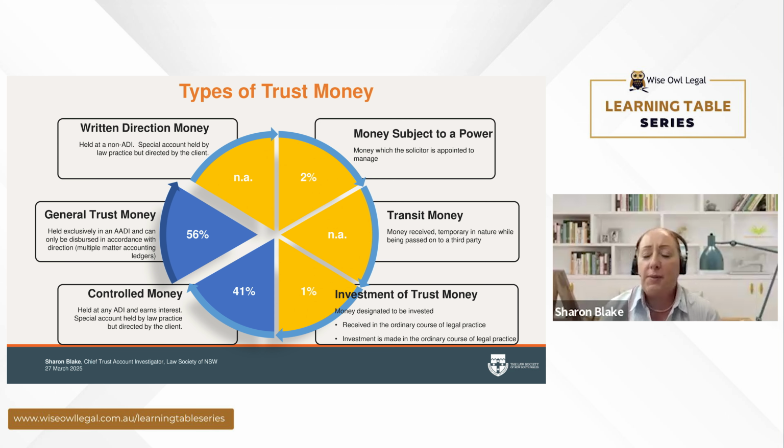Now, there are some things to remember when dealing with general trust money. The general trust account must be established with an authorised ADI in New South Wales. There are currently 15 ADIs in New South Wales, and these are listed on the Law Society website.